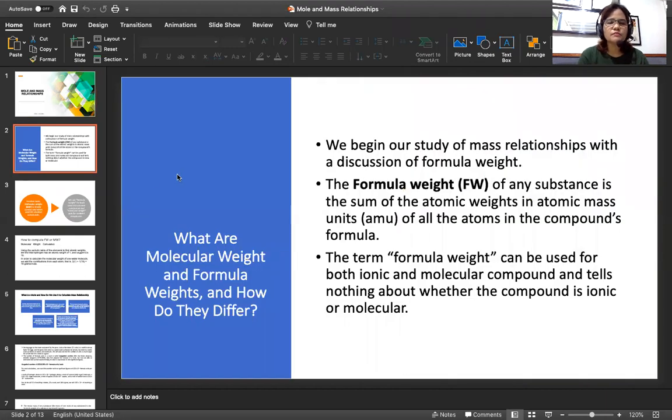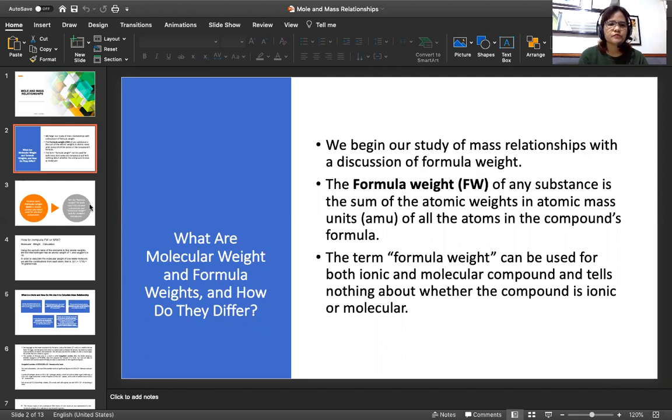To begin the mass-mole relationship, let us begin our study with the definition of formula weight, and molecular weight. Actually, these two are overlapping definitions. So what is formula weight? Formula weight of any substance is the sum of the atomic weights in atomic mass units, AMU, of all the atoms in the compound's formula. So when you use formula weight, this is applicable for both ionic and molecular compounds.